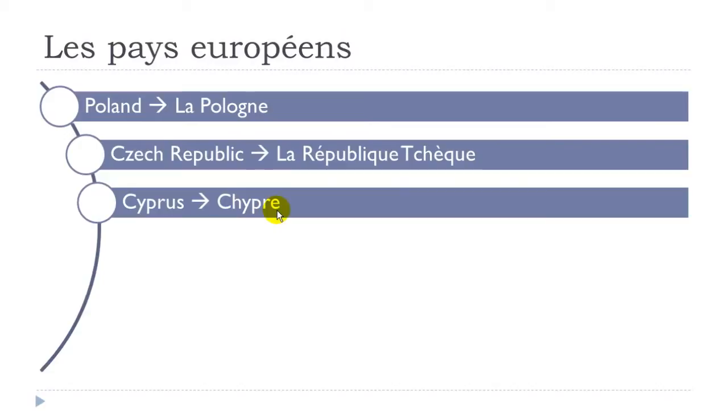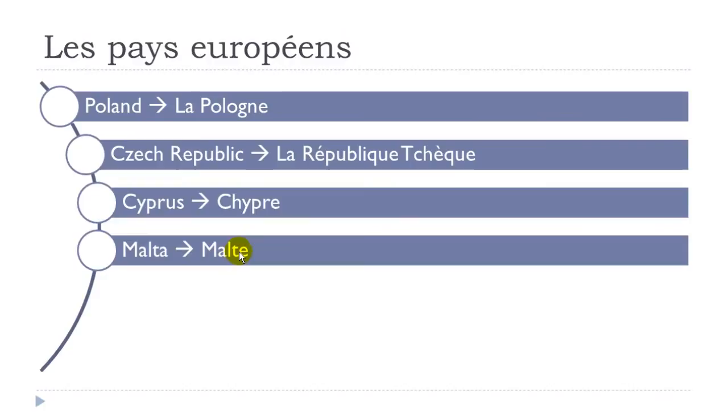Chypre. So remember, we've got this Y letter here, but when you pronounce it phonetically, it's like I. Chypre. Malte. Same thing here, you don't insist on the final E. Malte.